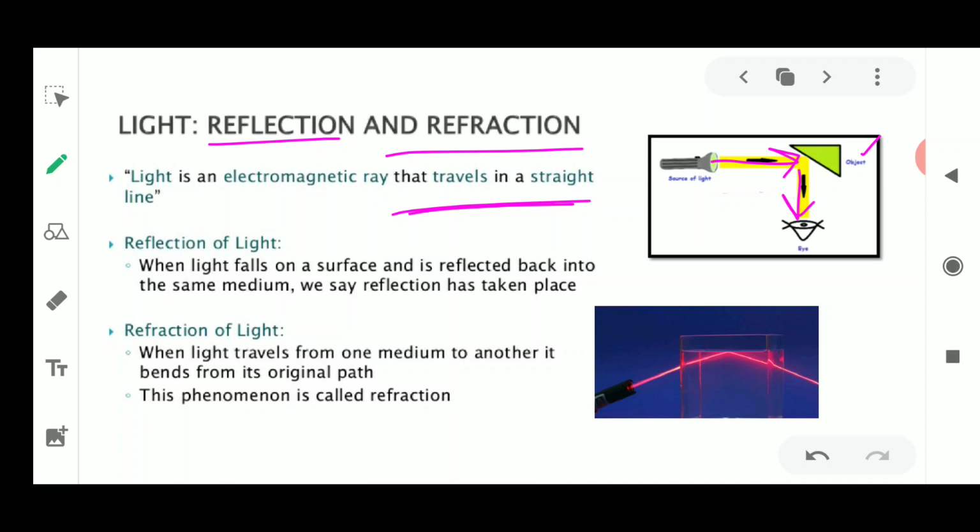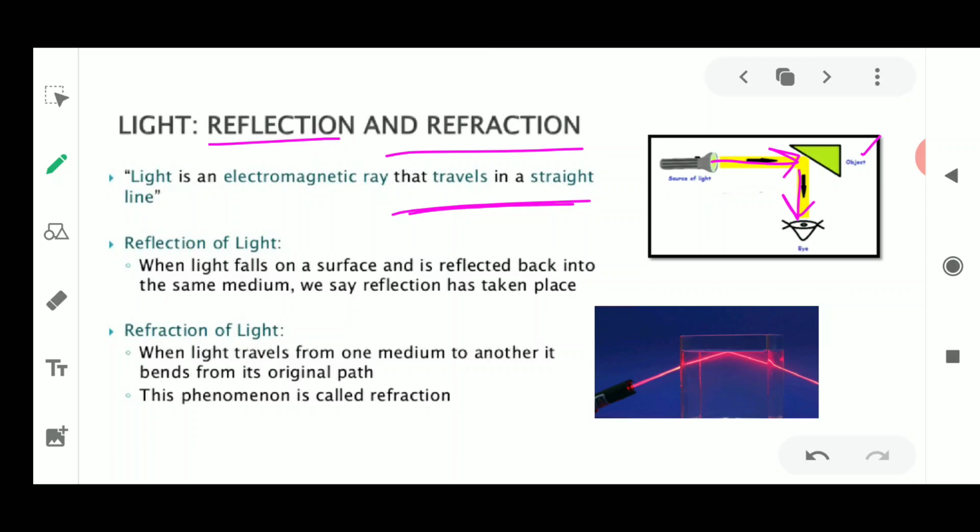Now the surfaces are of three types: transparent, translucent and opaque. I think you have all studied these types of surfaces in the junior classes. Any object which is able to transmit the light completely is known as a transparent object. For example, cellophane paper and plain glass could be transparent objects.